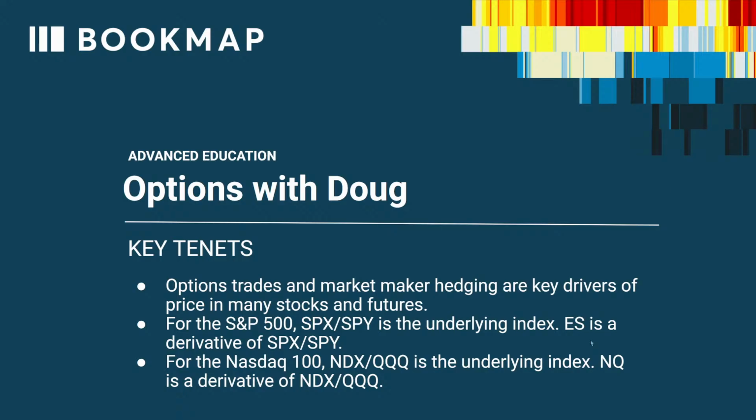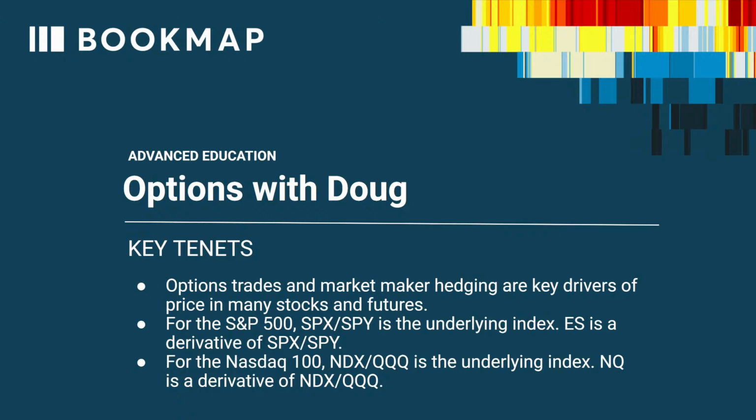And for the S&P 500, SPX is the underlying index, SPY is the ETF version of that index, and the ES futures contract is a derivative of SPX. And when traders buy and sell puts and calls in SPX and SPY, market makers take the opposite side of those trades and they hedge their delta exposure with the ES futures.